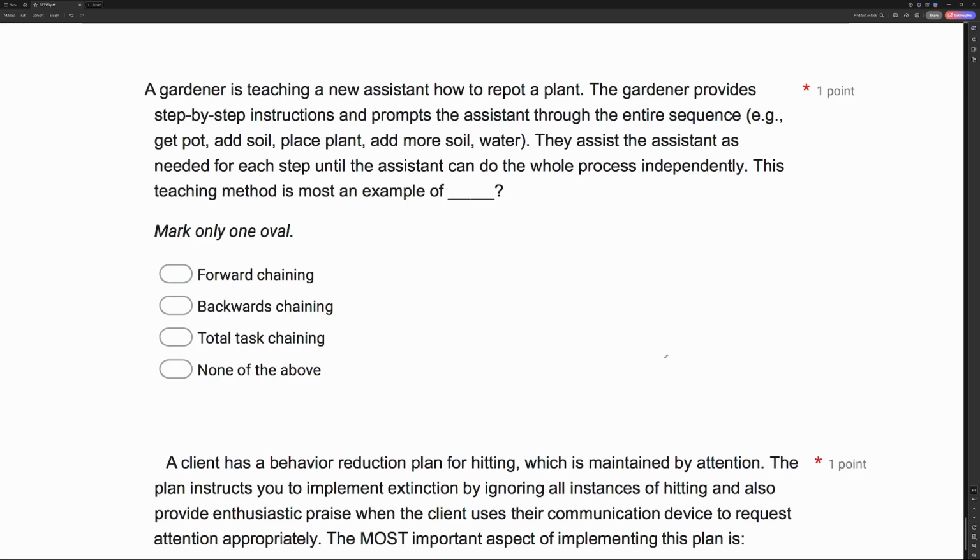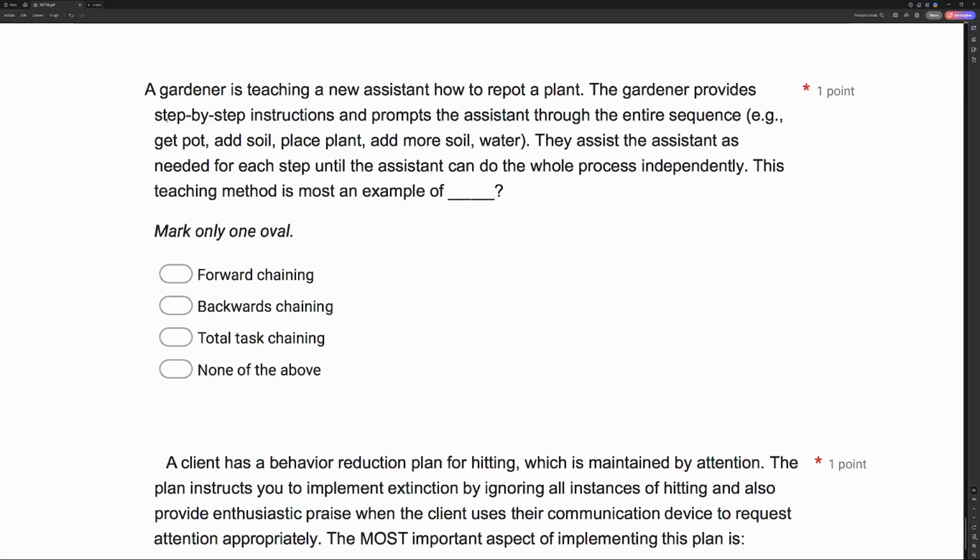A gardener is teaching a new assistant how to repot a plant. The gardener provides step-by-step instructions and prompts the assistant through the entire sequence. Get pot, add soil, place plant, add more soil, water. They assist the assistant as needed for each step until the assistant can do the whole process independently. This teaching method is most an example of what?